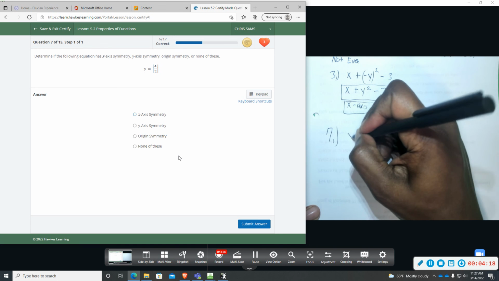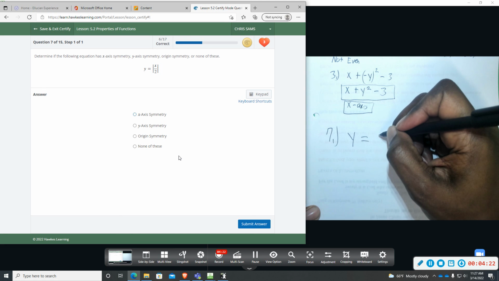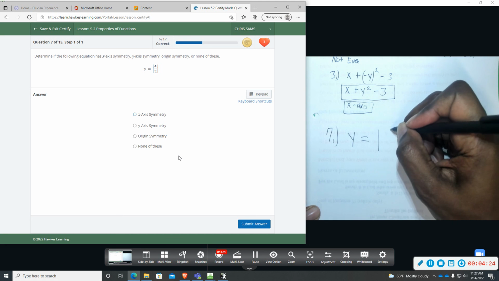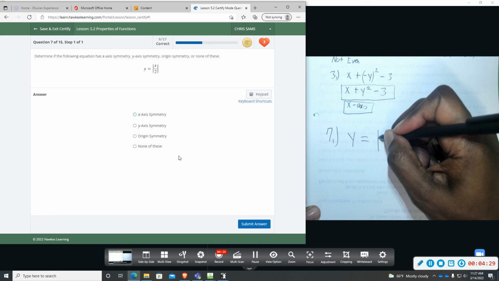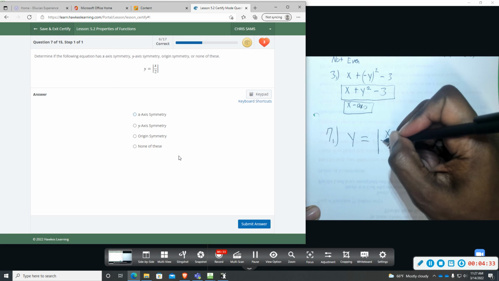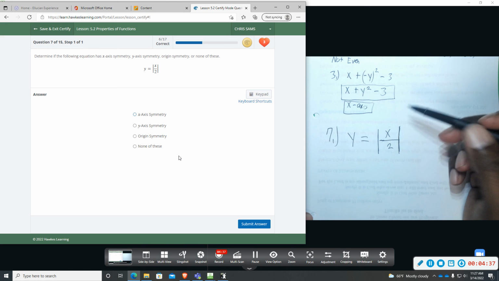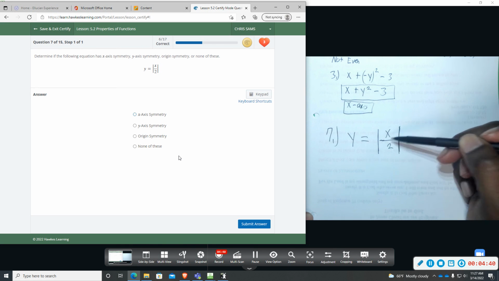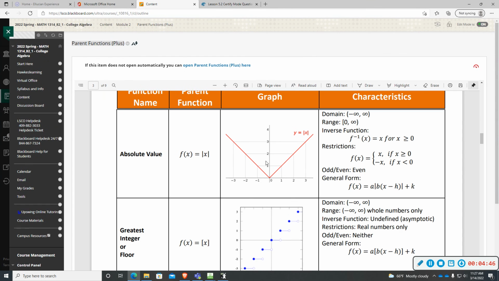Now, since this one is in the y equals format, I can just revert back to the rules we were telling you beforehand. So I don't actually have to solve it. And this one gets kind of tricky anyway when you're trying to solve it because of that absolute value. But think about the absolute value. It was even. So let's go back to that graph. Absolute value is even. So this is the form.